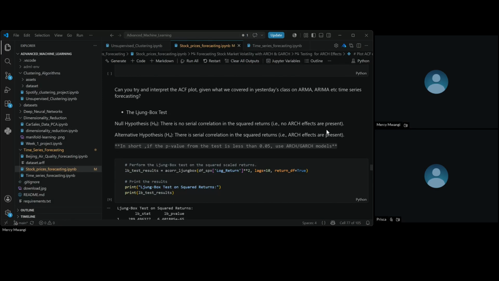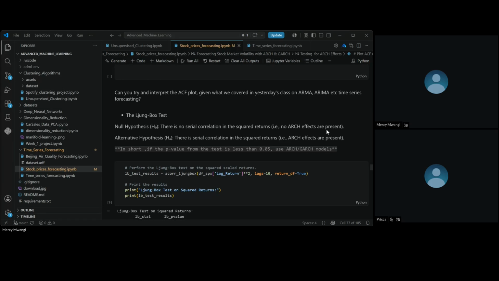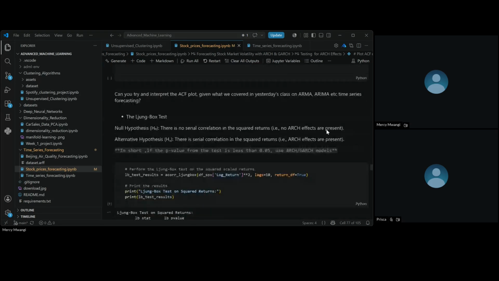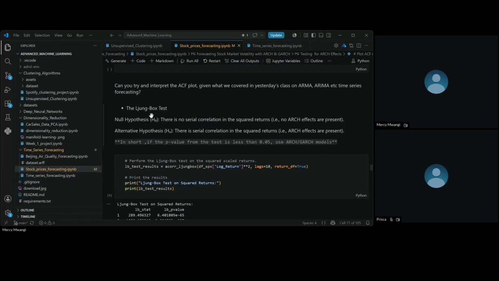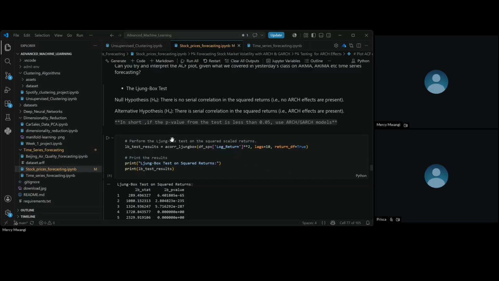The other non-visual way of doing it is you calculate this objective metric called the Ljung-Box test. Right? The null hypothesis is that there's no correlation in the squared returns, so there's no ARCH effects present, and the alternative hypothesis is that there is. So if the p-value from the Ljung-Box test is less than 0.05, you can confidently use your ARCH models. You don't have to understand null and alternative hypothesis, just understand how to interpret the p-value.